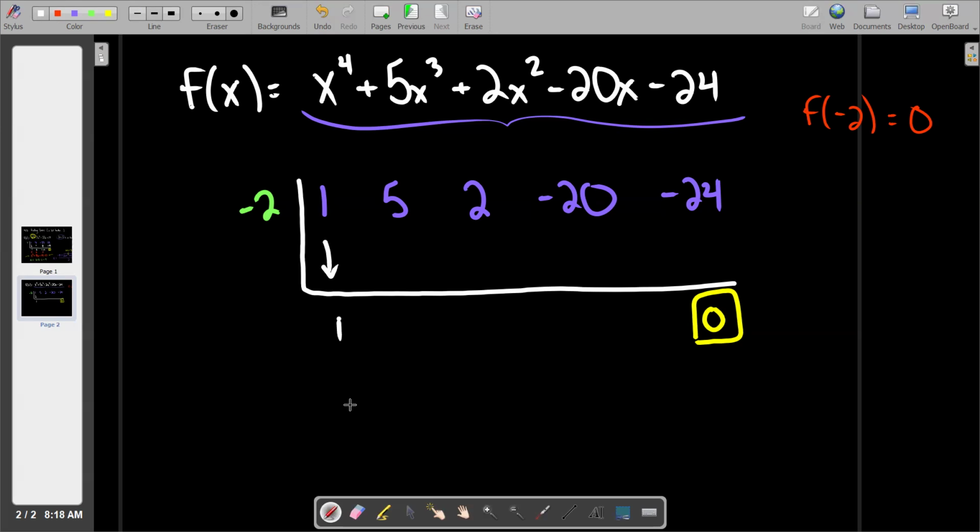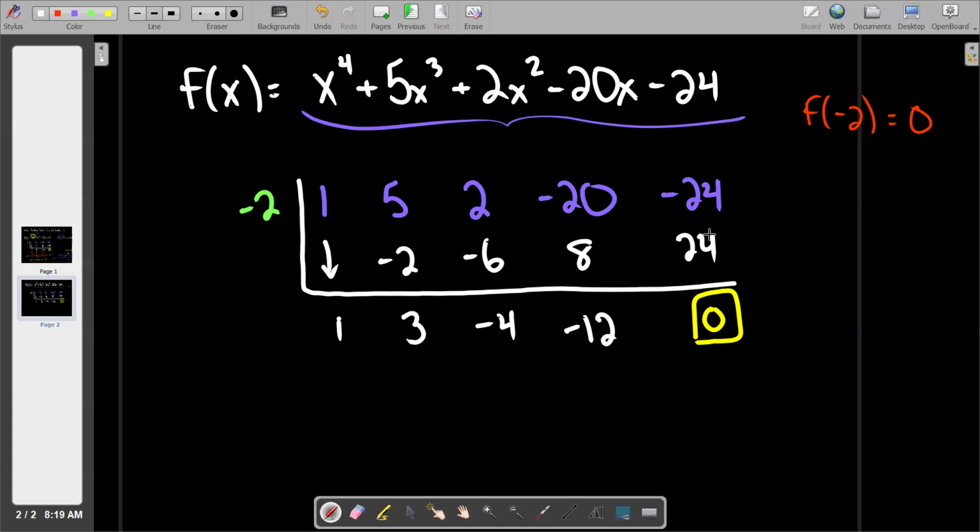What's -2 times 1? 5 plus -2. -2 times 3. 2 plus -6. -2 times -4, +8. -20 plus 8, -12. -2 times -12. And there's our 0. Kind of a foregone conclusion.